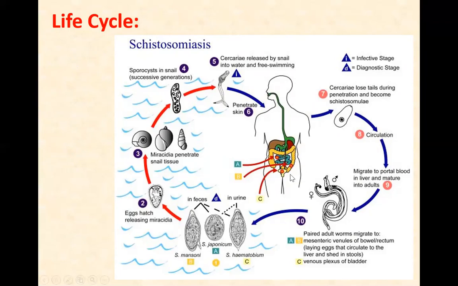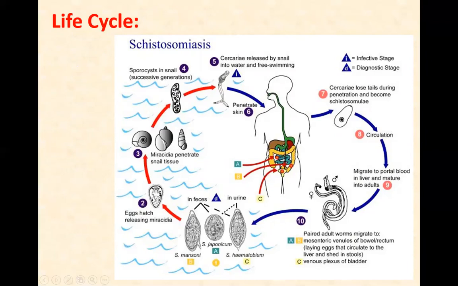When eggs are passed in the urine, while on the soil and in water, the eggs develop and hatch, and the baby parasites, miracidia, are produced. These miracidia are ready to penetrate the intermediate host snails, which are usually present in the infected water. After penetrating the intermediate host snails, further development of the parasite occurs, and a stage comes which is called sporocysts.